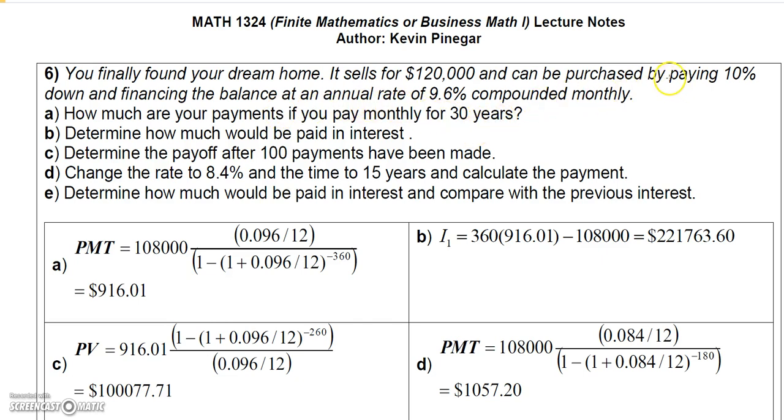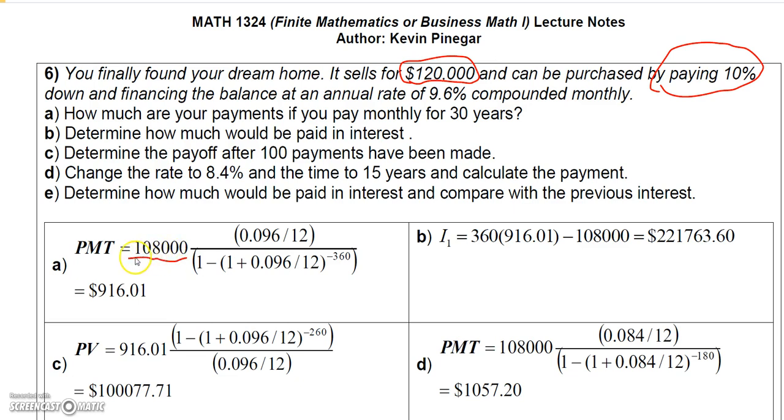Well, first of all, remember you're going to pay 10% down. So calculate 10% of $120,000. So that would be $12,000. And then subtract $12,000 from $120,000. And that means you're going to finance $108,000. Because you paid $12,000 down, so you're only going to finance $108,000. So that would be your present value. Now we want to calculate the payment, so I'm using the payment formula of the present value annuity formula.